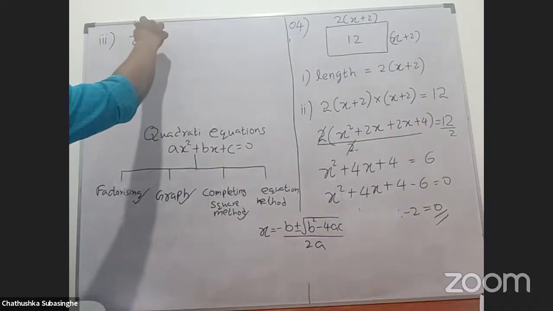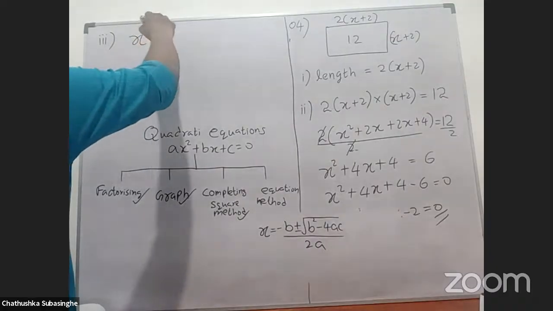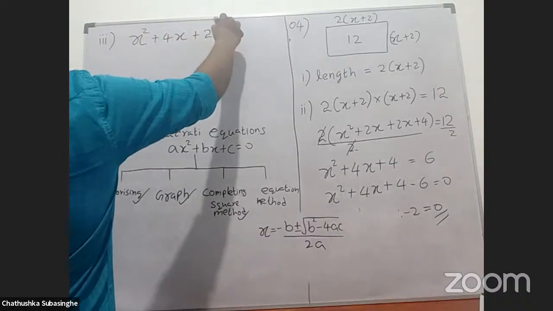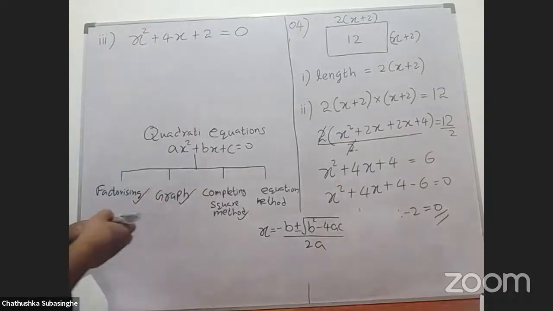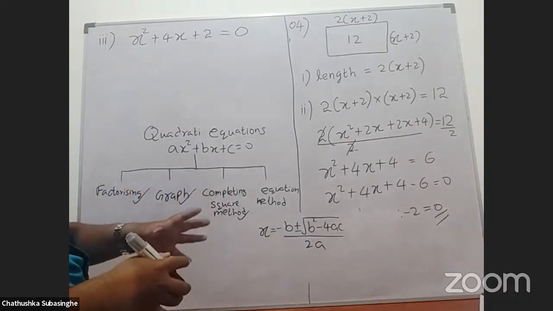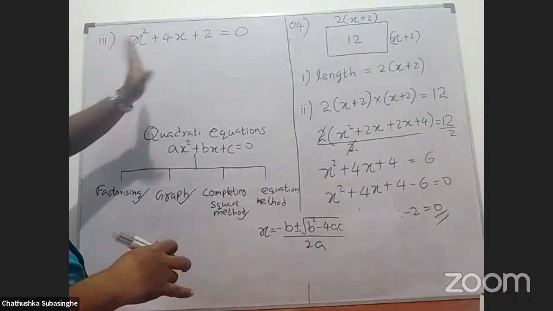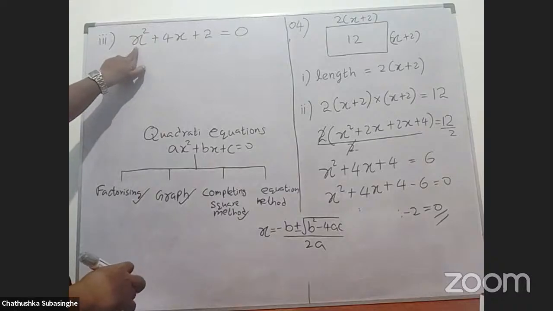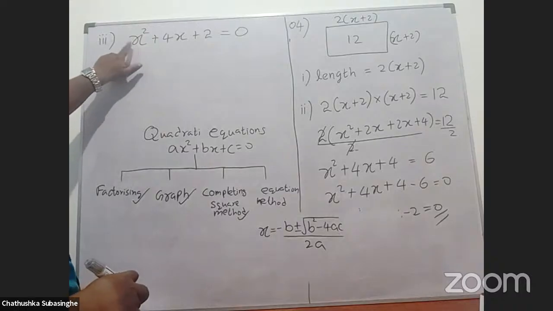So our equation is x squared plus 4x plus 2 equals 0. So this is how we do the completing square method. To any quadratic equation, this is the method that you have to follow. First of all, you have to make sure that you don't have any number in front of this x squared term.